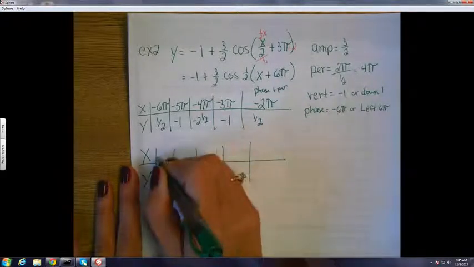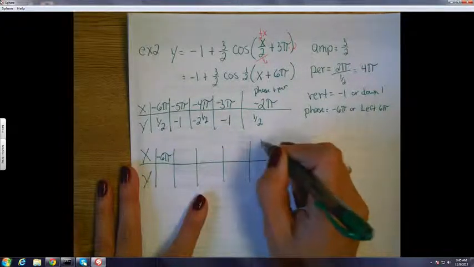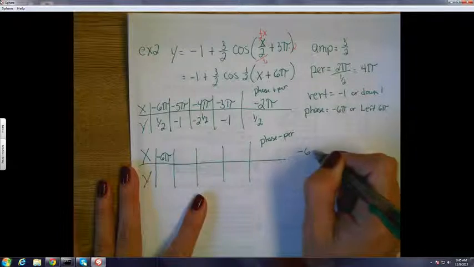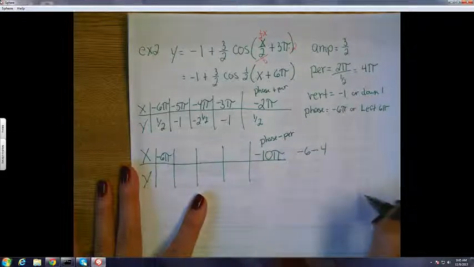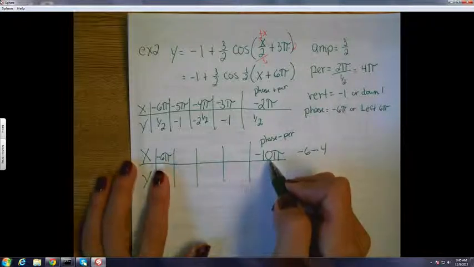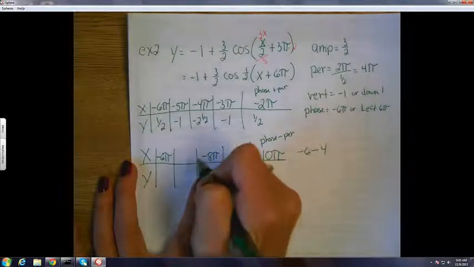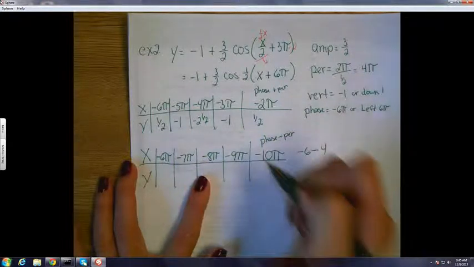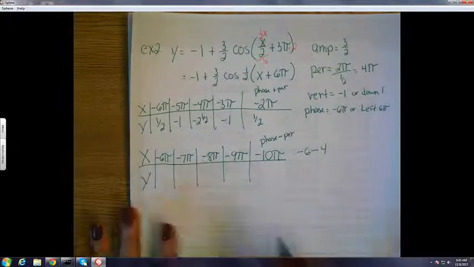So -6 pi, we got to subtract 4 pi, phase minus period. So -6 subtract 4 takes me to -10 pi. And then you do your averaging. Oh, I'm totally disappointed in myself for doing an easy one here. God, they're all one apart. How much easier could I have made that one? All right, and then the y's are exactly the same.